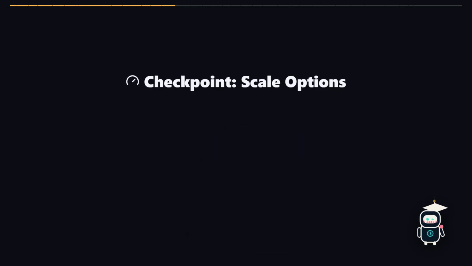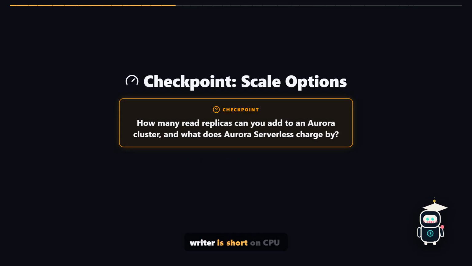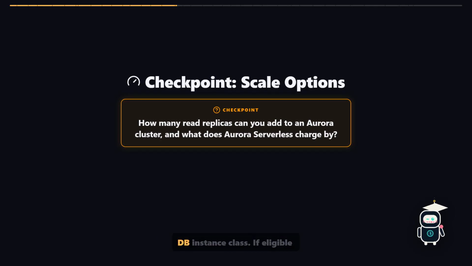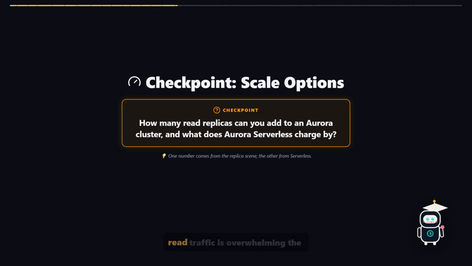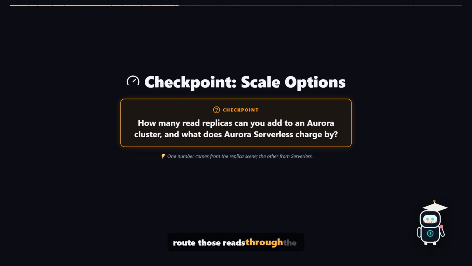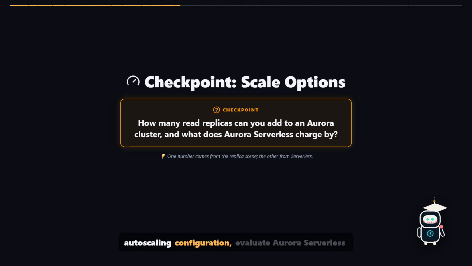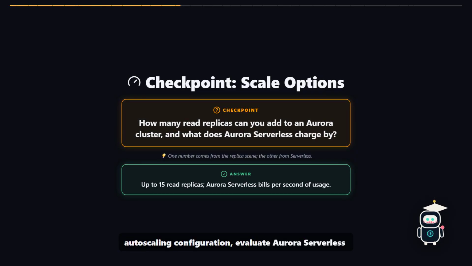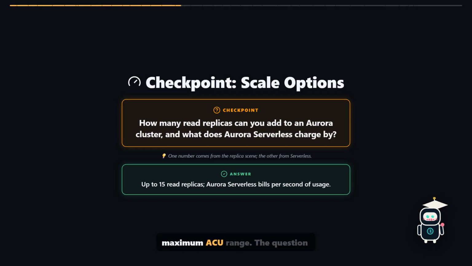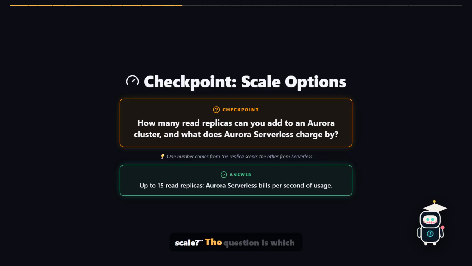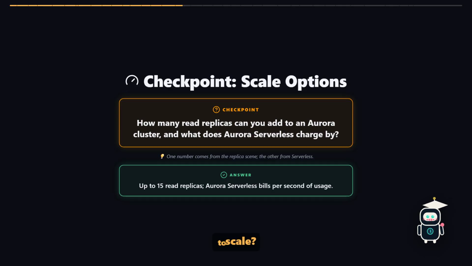Match the scaling problem to the right lever. If the writer is short on CPU or memory because of heavy write processing, evaluate a larger DB instance class. If eligible read traffic is overwhelming the writer, add reader instances and route those reads through the reader endpoint. If database demand changes substantially over time and the workload fits a supported autoscaling configuration, evaluate Aurora Serverless with a sensible minimum and maximum ACU range. The question is not, how does Aurora scale? The question is, which part of the workload needs to scale?